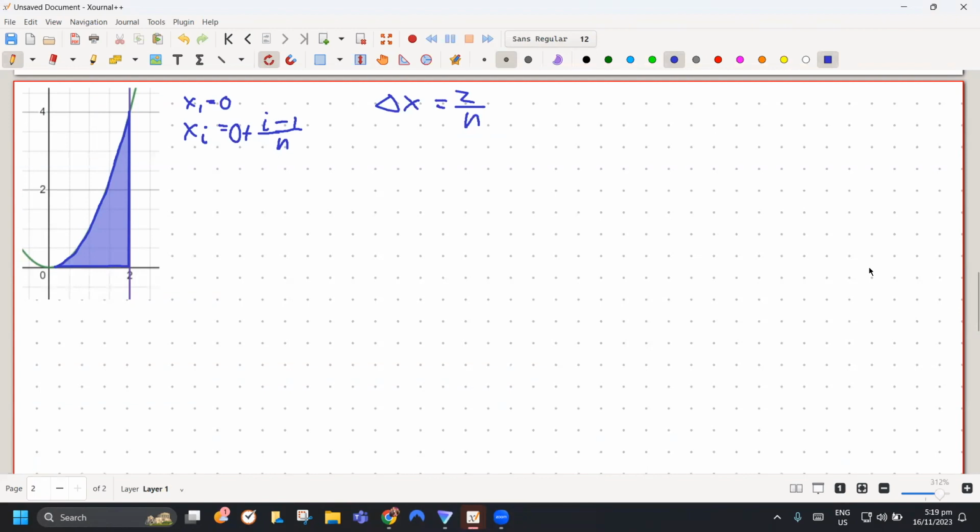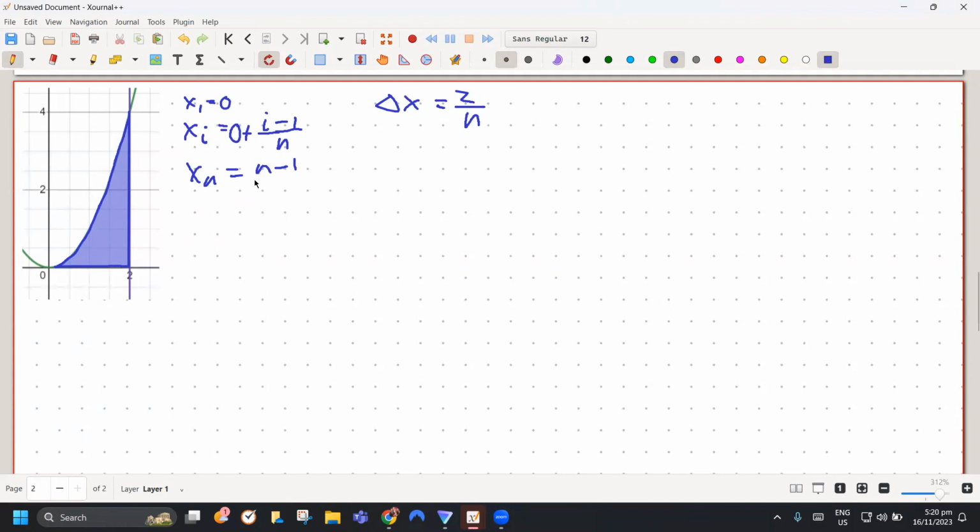Ngayon, tingnan mo ulit yung xi. When n is equal to, tingnan mo, pagka I is equal to n, that reduces to, so xn is n minus 1 over n. Omo. Tama.